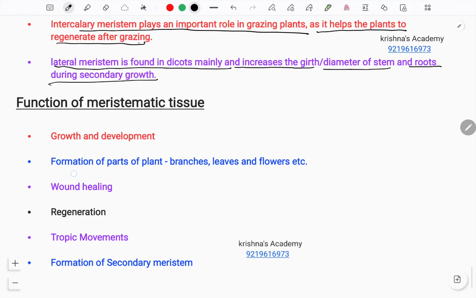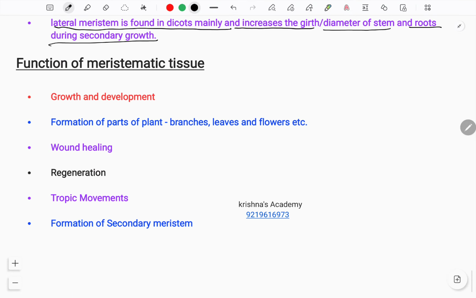Now, the last topic of this one, the function of meristematic tissue. Growth and development: it divides and differentiates regularly. That's why it helps in growth and development. Formation of different plant parts like new branches, leaves, flowers, etc. These are formed by the apical meristem, or they may form the axillary meristem in the form of axillary buds and floral buds. So floral bud formation and axillary bud formation are all functions of the meristematic tissue.